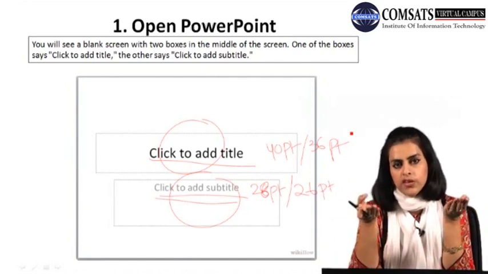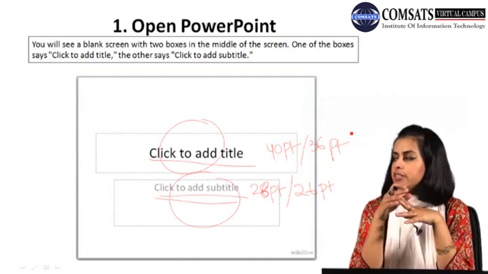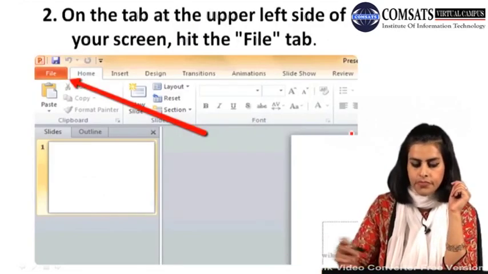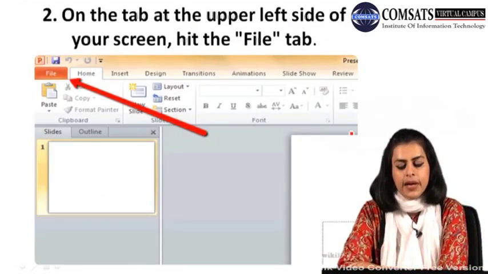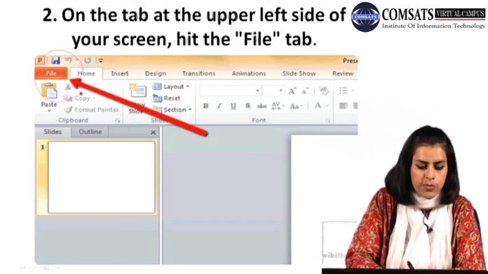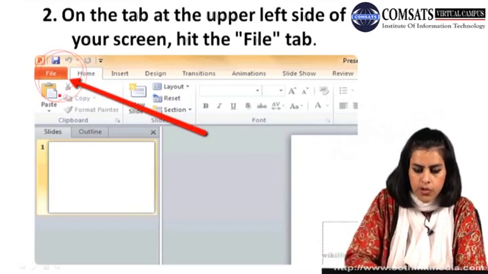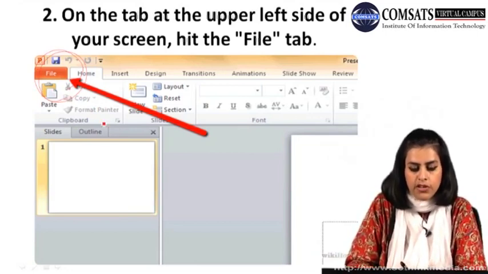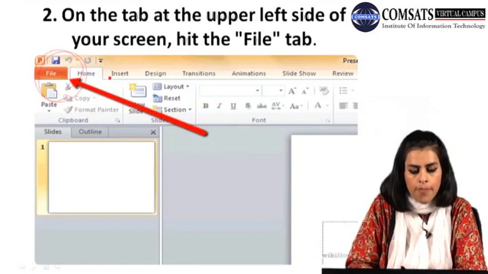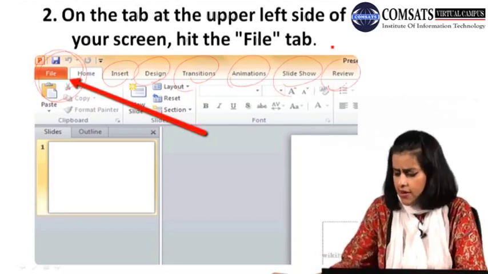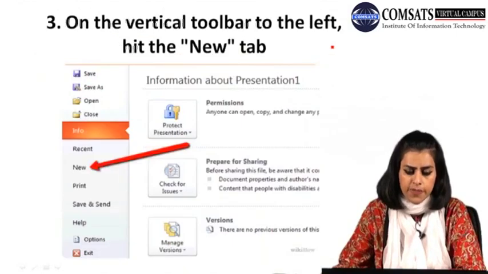Once you open the PowerPoint presentation, the first page that appears in front of you would look like this. Now on the tab at the upper left side of your screen, hit the file tab. Here you can find many other options. This is home, insert, design, transitions, animations, slideshow, review, and so many other options in your PowerPoint presentation.